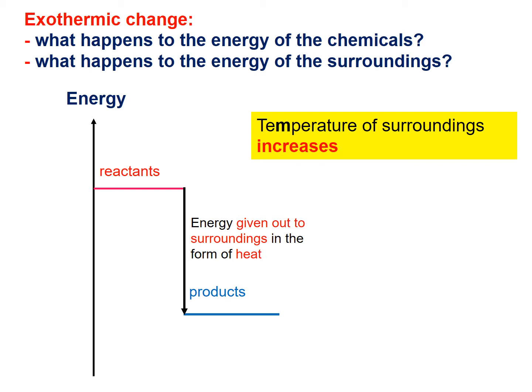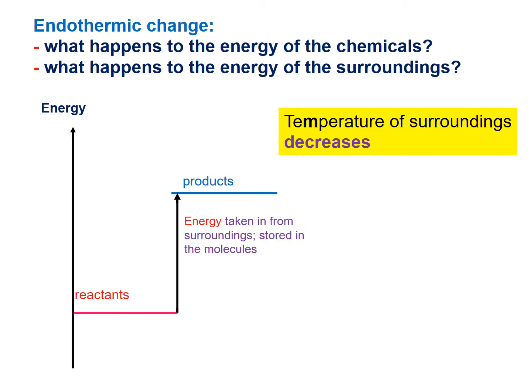This energy given out is in the form of heat, and the surroundings will gain heat. A simple example is when you burn a fuel. Burning gives out heat. So if you stand near a fire, you can detect the heat. This heat received by the surroundings can be detected by a rise in temperature.